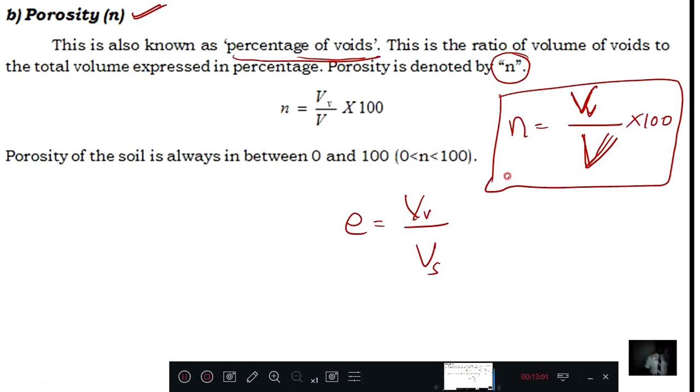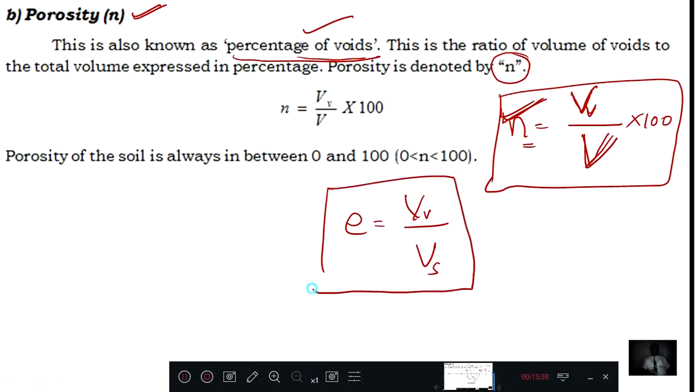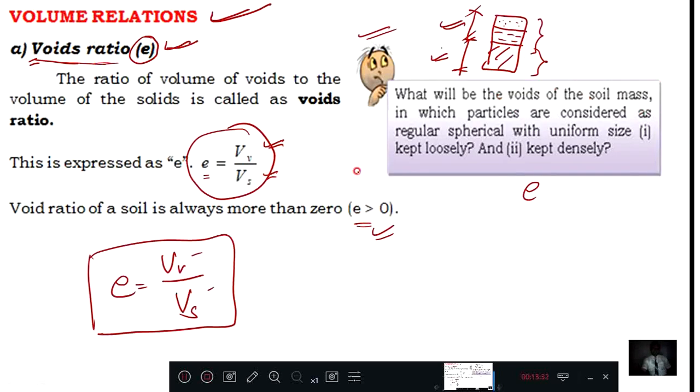The word porosity we mainly use from an agriculture or irrigation point of view. But from a geotechnical point of view, percentage of voids is a good word, and sometimes we also use voids ratio. In many cases we don't use n, we use voids ratio. Voids ratio is a very, very important term for us that we studied in the previous slide.